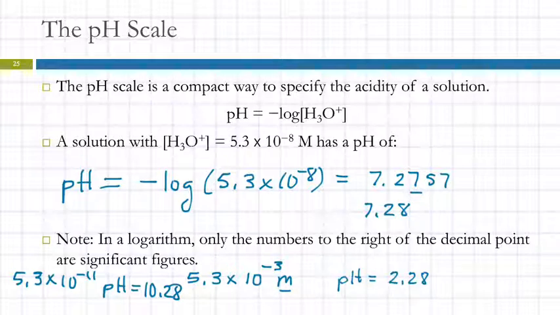So what is the same about these 3 concentrations? They're all 5.3 times 10 to the something. What's different is the exponent. Here the exponent's 8, and the number before the decimal point in the pH is 7. Here it was 3, and now it's 2; and with 11, it's 10. The number before the decimal point comes from the exponent. Those are all the place-holding zeros. The digits after the decimal point refer to this 5.3, which is our significant figures.